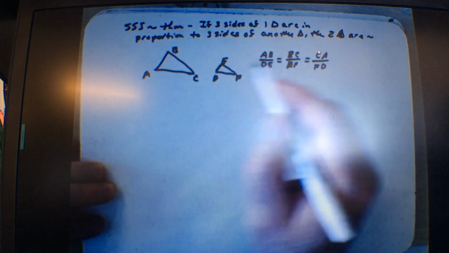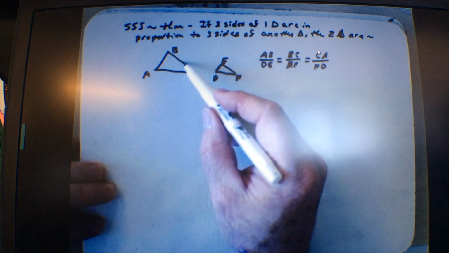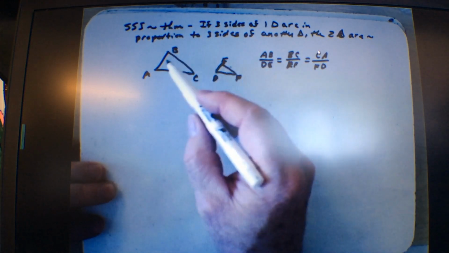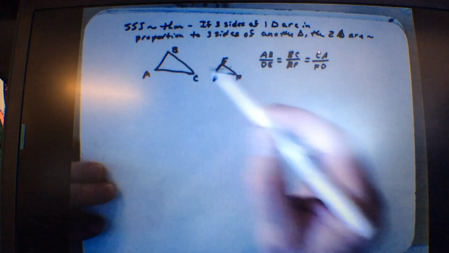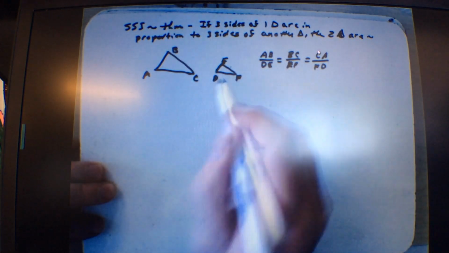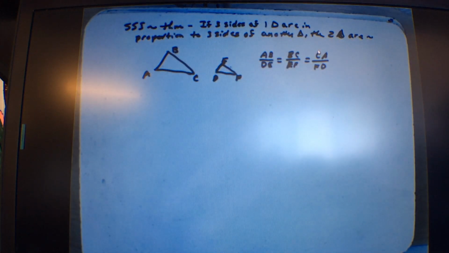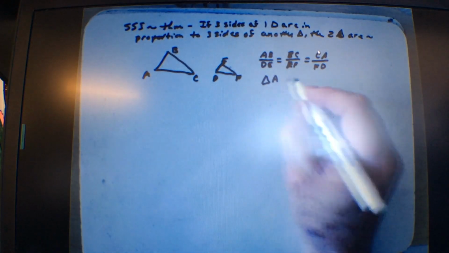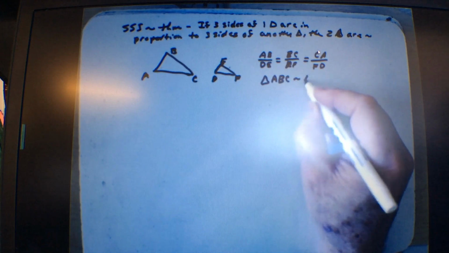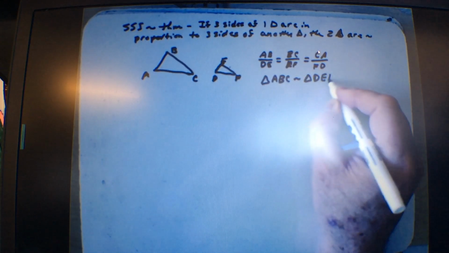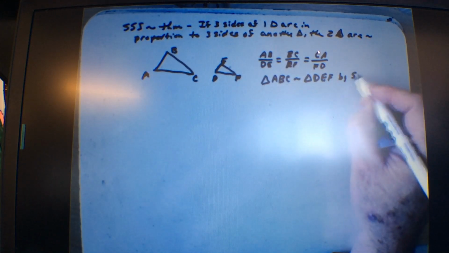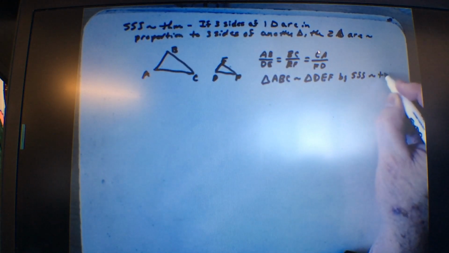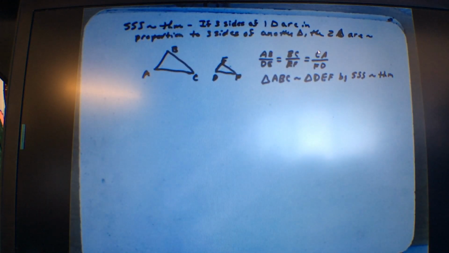So this side over this side, this side over this side, this side over this side. So you go from one triangle to the other. And so we would say triangle ABC is similar to triangle DEF by the SSS similarity theorem. And they have a proof of that. That's why we call it a theorem.